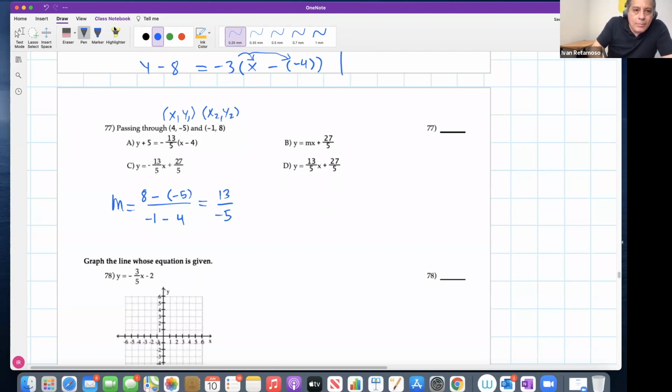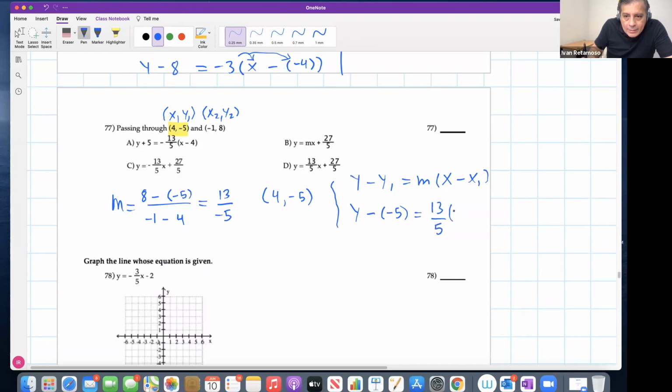Then you choose a point to work with. I'm going to choose the first one. It doesn't really matter which one you choose, but this slope together with this point should determine the equation of your line. This is what we call point-slope form. y1 is negative 5 here, slope negative 13 over 5, times x minus 4. Do the math here: y plus 5 equals negative 13 over 5 x plus 52 over 5.